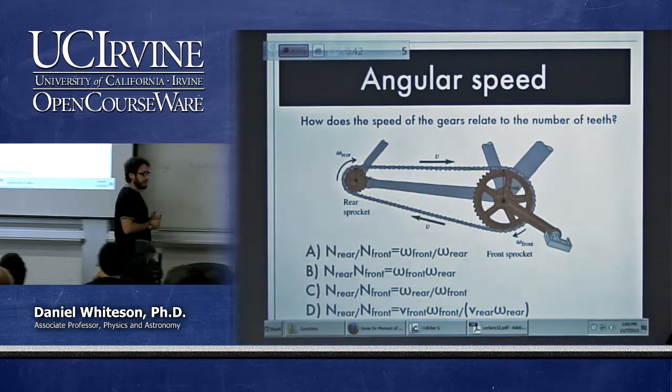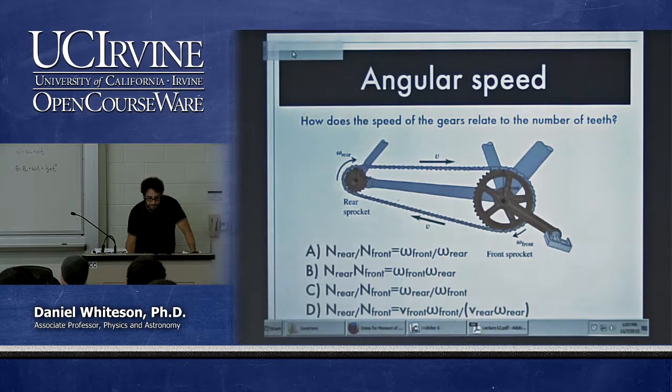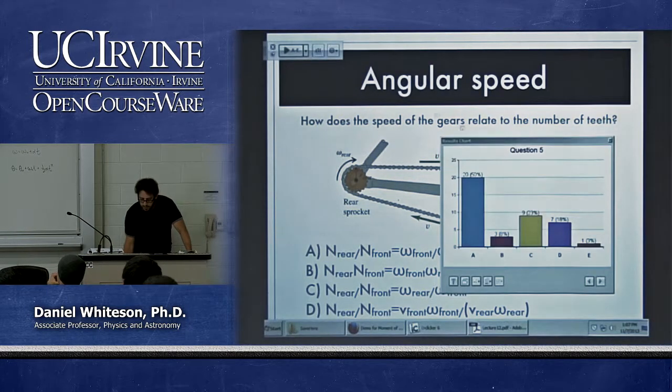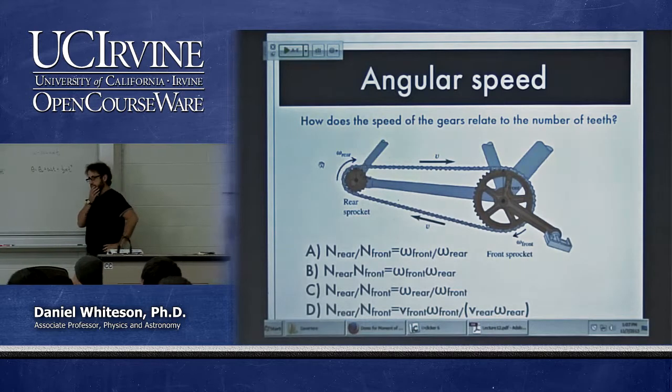It's the basic principle of a bicycle, right? All right? This looks like the distribution we get when nobody has any idea what they're doing. Most people just press A. So, how do we approach this problem?